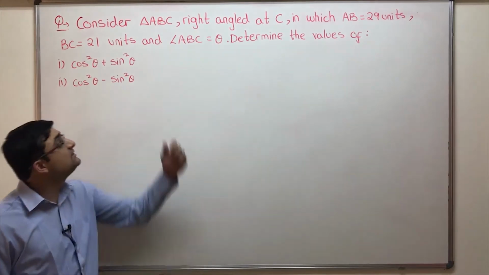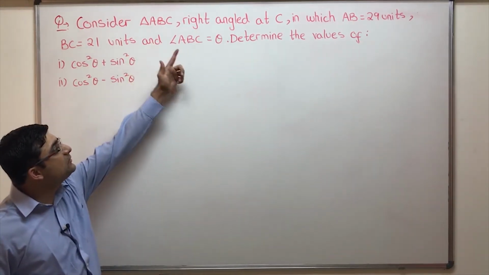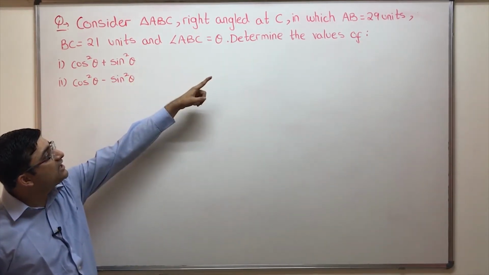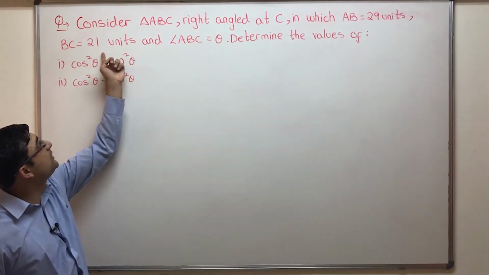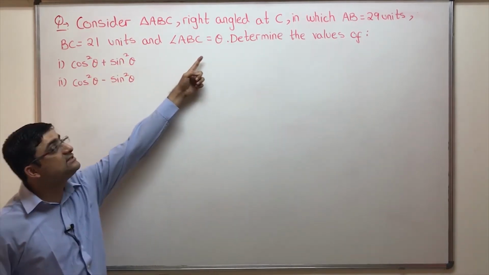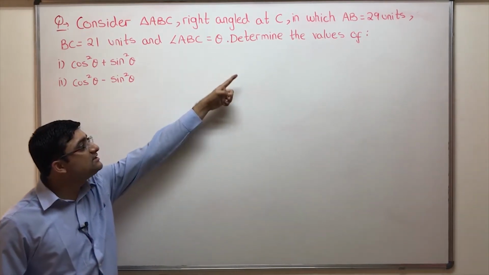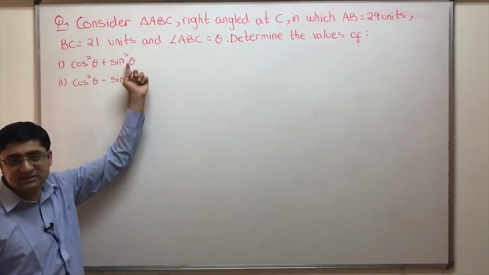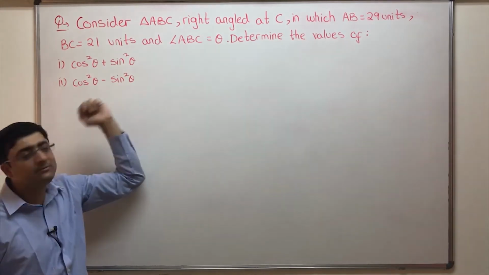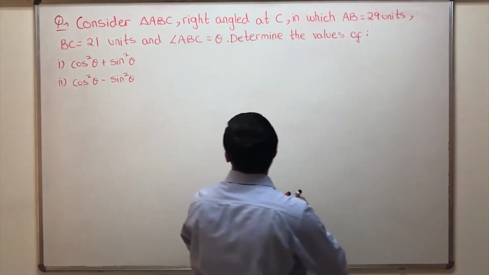So let's read the question. Consider triangle ABC, which is right angled at C, in which AB is 29 units, BC is 21 units, and angle ABC is equal to theta. So this is a Greek symbol known as theta. Based on this, determine the values of cos square theta plus sin square theta and cos square theta minus sin square theta. So let me first draw the figure.